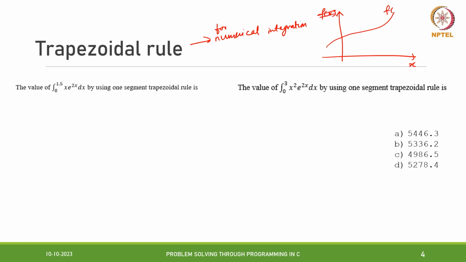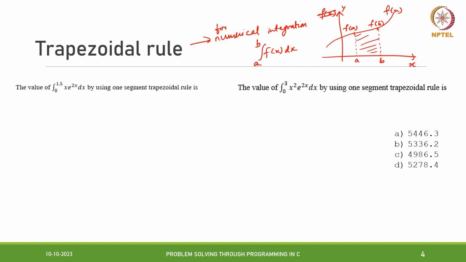Instead of this, let me say this is f of x. Now we want to calculate the area under the curve. So basically, if you are integrating f of x dx from a to b, where a is this and b is this, and this is f of a, this is f of b, right? Now you want to find out this integration f of x dx from a to b. That means you want to calculate this area under the curve between this, right? So this area under the curve.